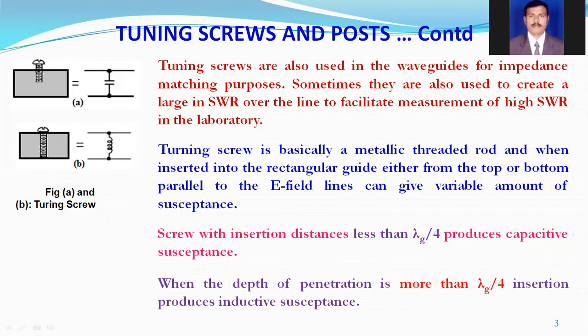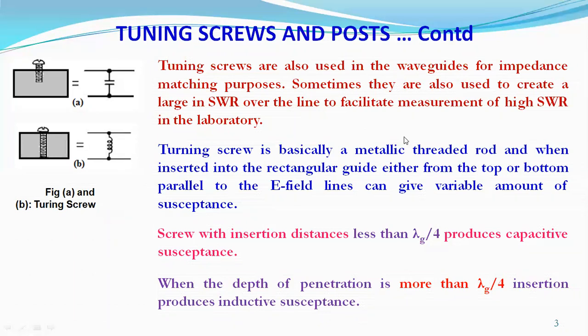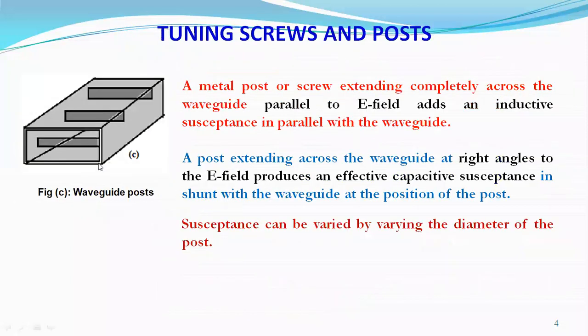So these are the tuning screws. A tuning screw is a movable metallic screw that we insert in the broader side of our rectangular waveguide to create the capacitance or inductance effect in the rectangular waveguide. So these are the tuning screws. Post means it is a fixed one, so the metallic rods are fixed.